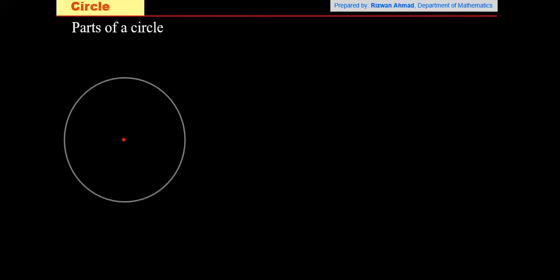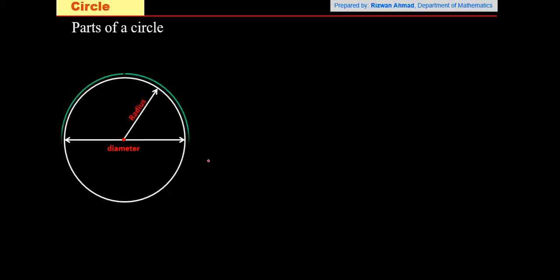So let's see the parts of the circle. This is the center of the circle. The white arc or the curve is the circle, and this is the center of the circle. Any line segment which is joining two points of the circle and passing through the center is the diameter of the circle, and a line drawn from the center to the circumference of the circle is the radius. What is circumference? Circumference is the boundary of the circle.